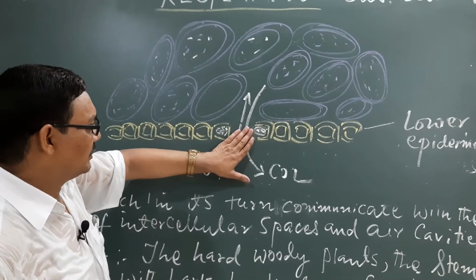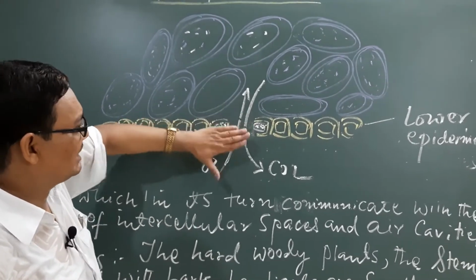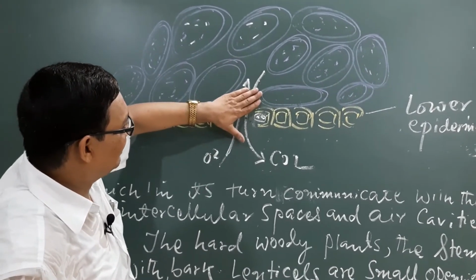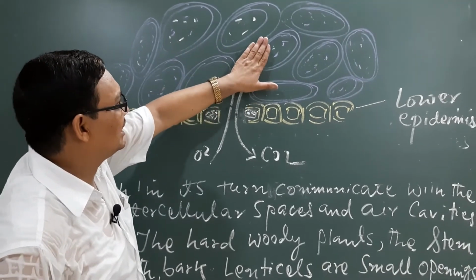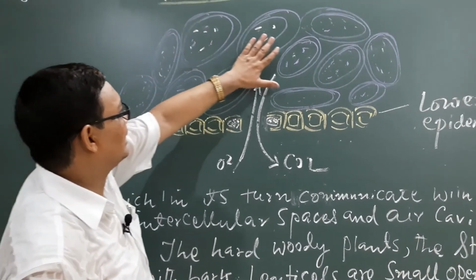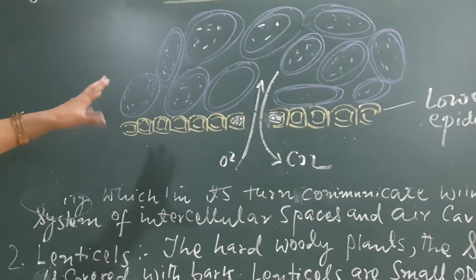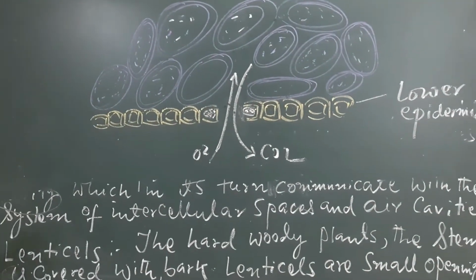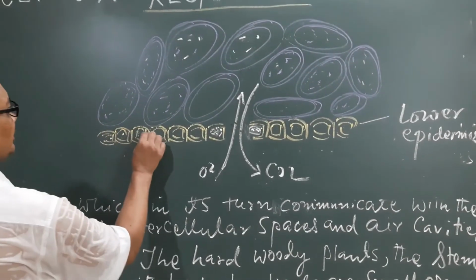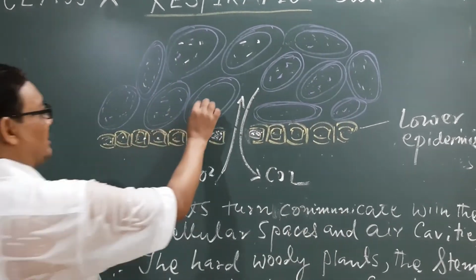You may see here the stomatal aperture, and from this stomatal aperture or pore the exchange of gases takes place. Just after that aperture there is a cavity, and that cavity communicates with the air cavities or the intercellular spaces. There are spaces between the cells, and this simple diagram shows the exchange of gases during the process of respiration.